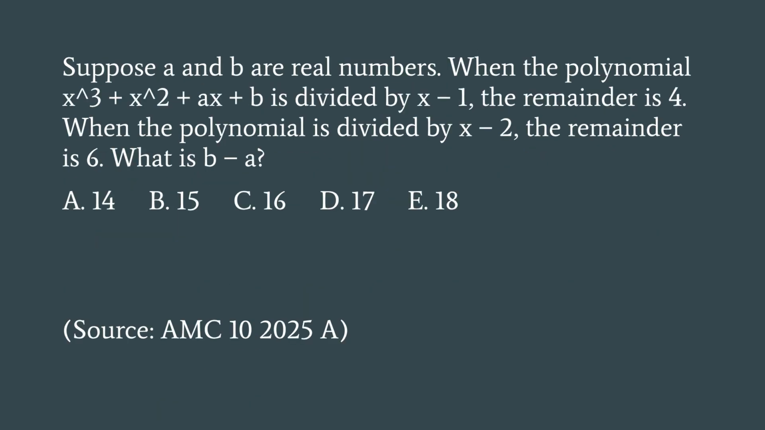Here is problem 7 from the AMC 10 2025A. Suppose a and b are real numbers. When the polynomial x^3 + x^2 + ax + b is divided by x minus 1, the remainder is 4. When the polynomial is divided by x minus 2, the remainder is 6. What is b minus a?